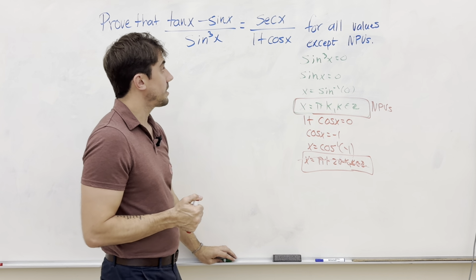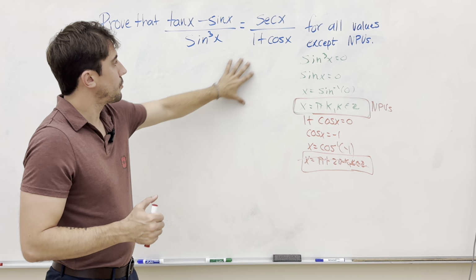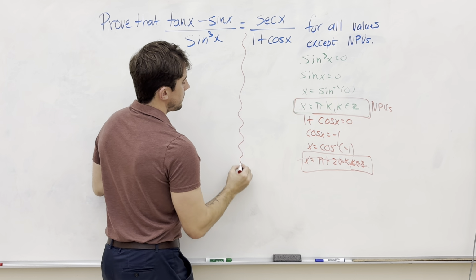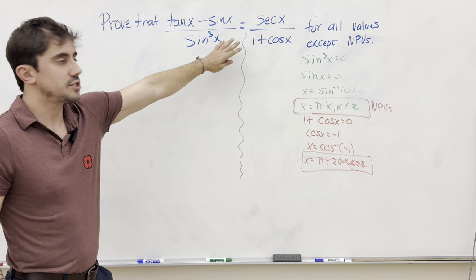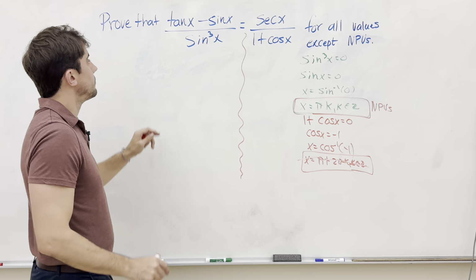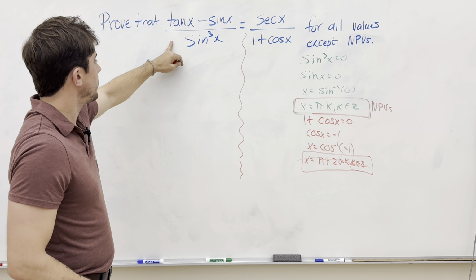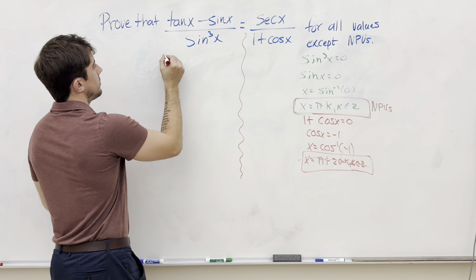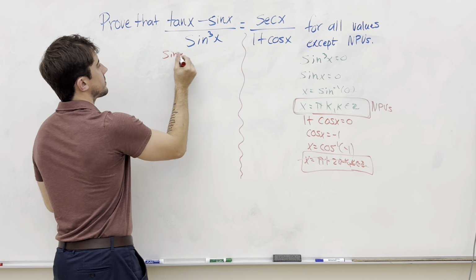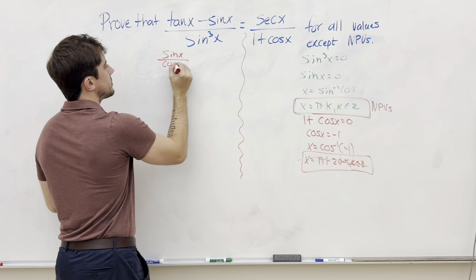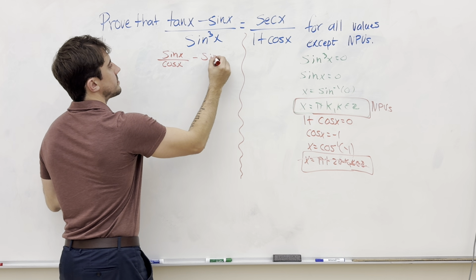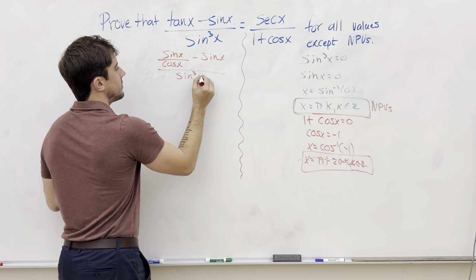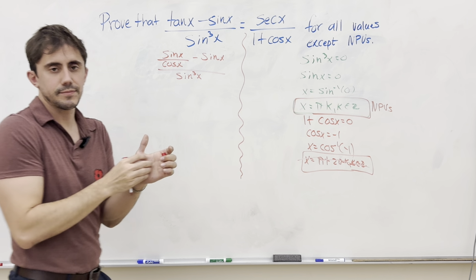So now let's actually go ahead and algebraically prove it. I'm going to leave the right-hand side the way that it is, and we're going to manipulate the left-hand side to make it become the right-hand side. So first things first, in the numerator, we have tan of x. I'm going to write that as sine over cos. So we'll have sine x over cos x minus sine x over, again, sine cubed x, right?